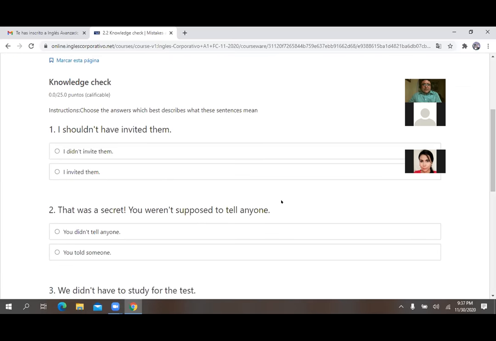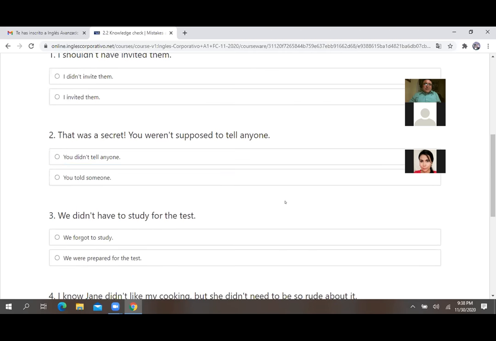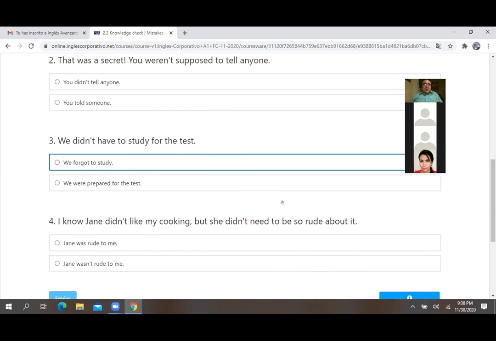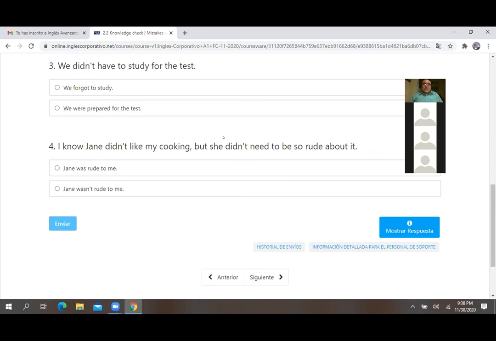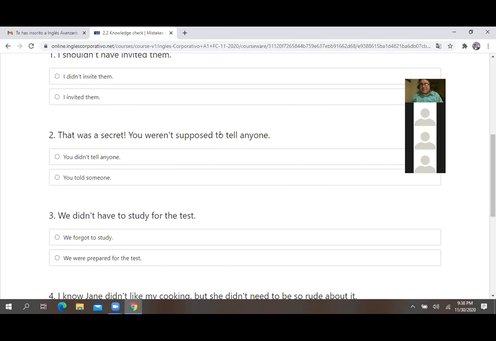What about number two? That was a secret. You weren't supposed to tell anyone. What is the message? You told someone. Excellent. What about number three? We didn't have to study for the test. We were prepared for the test. Excellent. Number four. I know Jane didn't like my cooking, but she didn't need to be so rude about it. Jane was rude to me. Exactly. Very good. Any questions about how to use these structures to talk about ideas in the past tense?